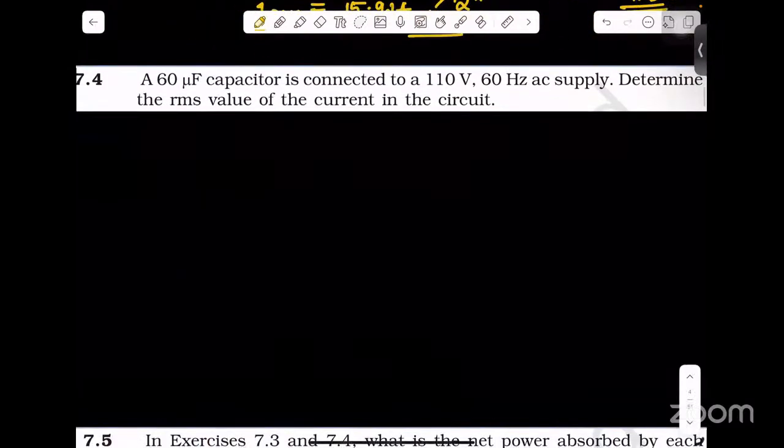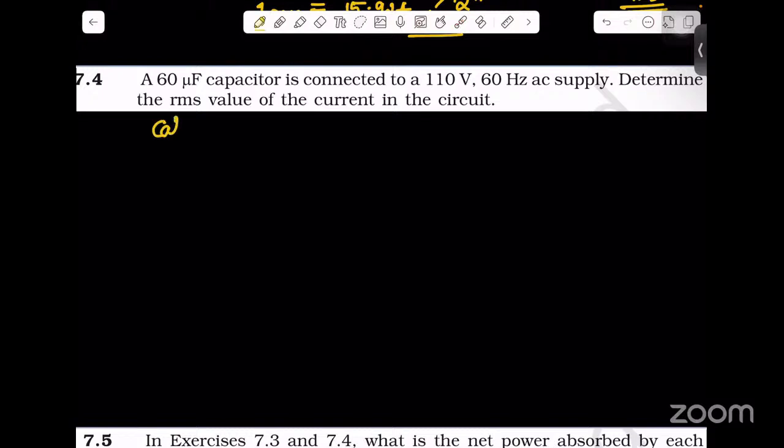A 60 microfarad capacitor is connected to a 110 volt, 60 hertz AC supply. Determine the RMS value of the current. The previous case was an inductor, and in this case we have a capacitor. So let's see what has been given to us.